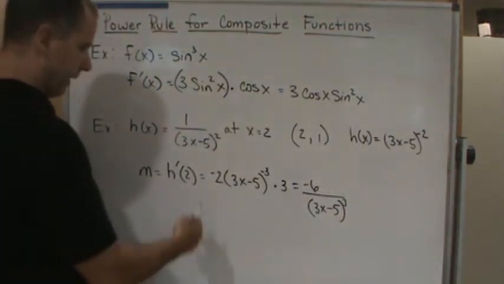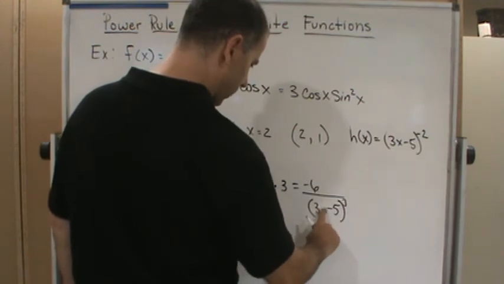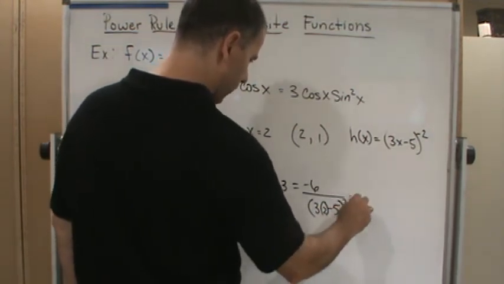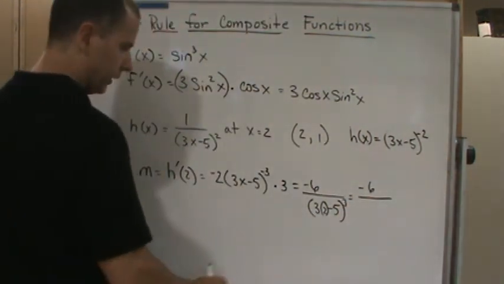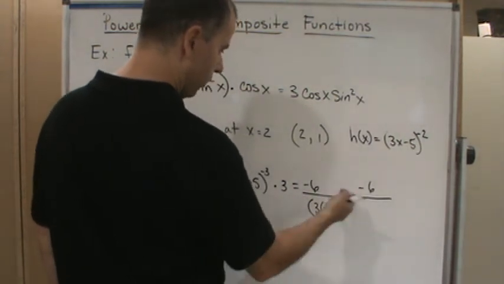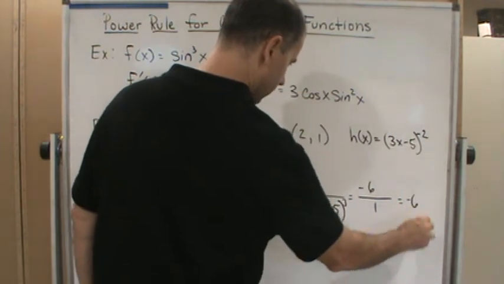Now I'm going to evaluate this at 2 to get the slope. This gives me negative 6 over, well, this is going to be 6 minus 5, which is 1. 1 cubed is 1. And I get negative 6 as the slope.